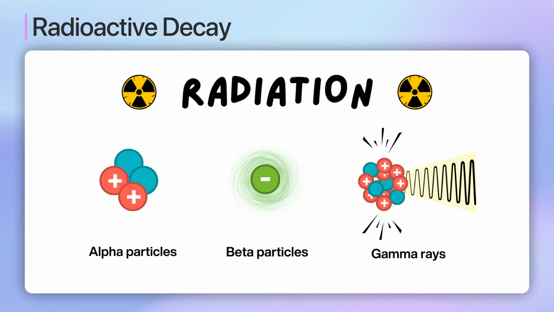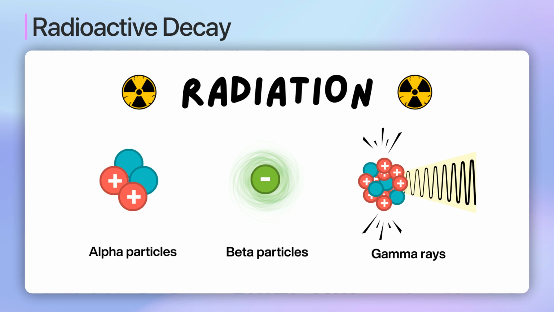The release of these particles or rays is what we commonly refer to as radiation. We will be exploring these kinds of decay in more detail over the next few lessons. As the nucleus emits this radiation, it often undergoes a transformation. This can result in the nucleus changing into a different element or a different isotope of the same element.